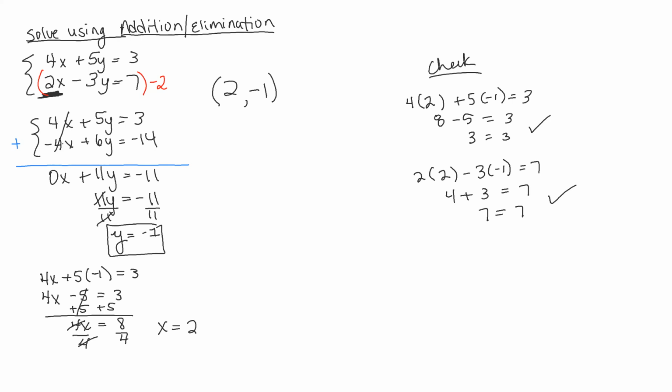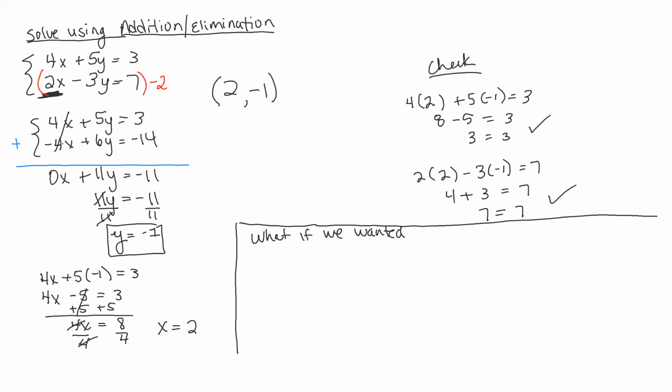Okay. Now, let's just pretend that you didn't notice that you could pretty easily eliminate your x's. What if we wanted to eliminate y? So we originally had 4x plus 5y equals 3. And then we had 2x minus 3y equals 7. And let's say you didn't realize that you could just quickly multiply the second equation by negative 2.